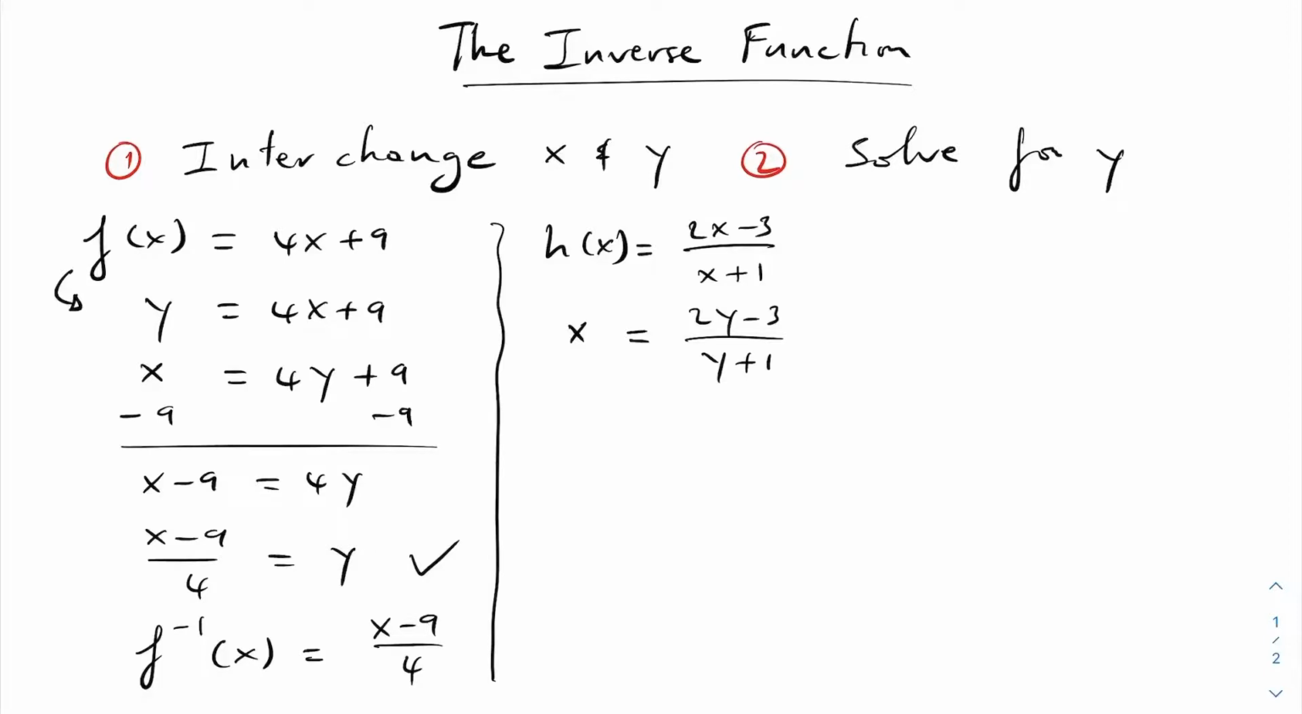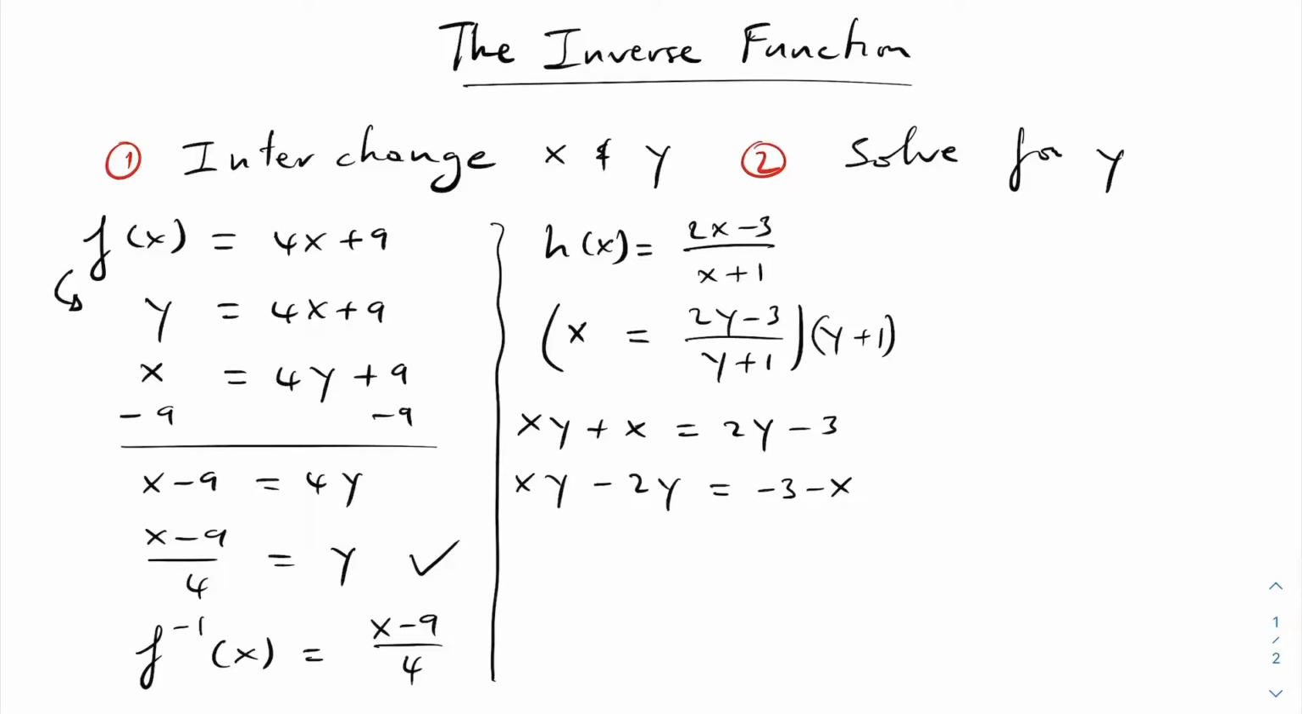Then you have to solve for y so that we can get this function in its proper form. First thing first, we have to get rid of the denominator, which means we have to multiply both sides by y plus 1. This would, of course, give us on the left side x times y plus x times 1 equals 2y minus 3. And then since we're solving for y, we're going to send all the terms that contain the variable y to one side and everything else to the other. So we're going to get here yx minus 2y equals negative 3 minus x.